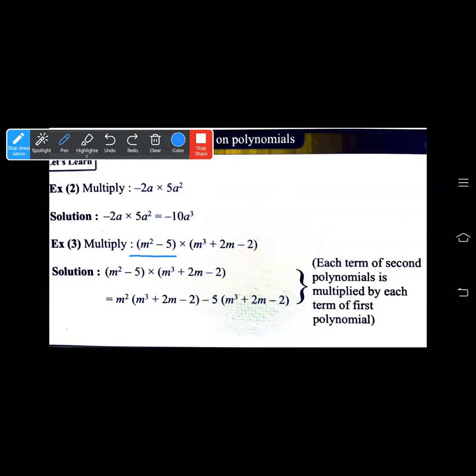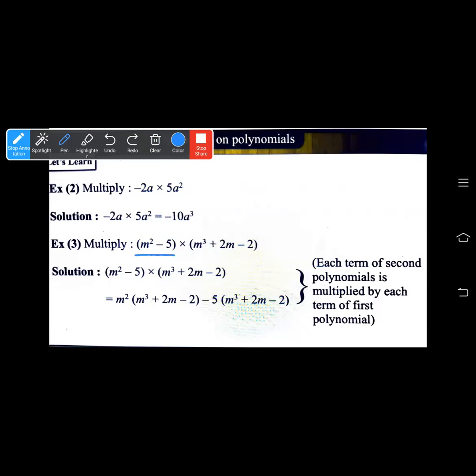first one is binomial and second one is trinomial. So here you have to multiply binomial with trinomial and we will multiply each term of second polynomial. It should be multiplied by each term of first polynomial. That means m square should be multiplied by each term of the second polynomial and minus 5 should be multiplied with each term of second polynomial. Fine. So we will start here.